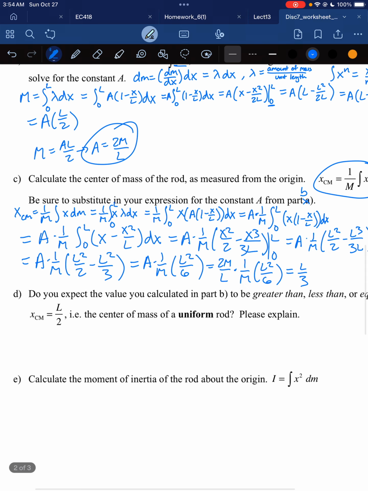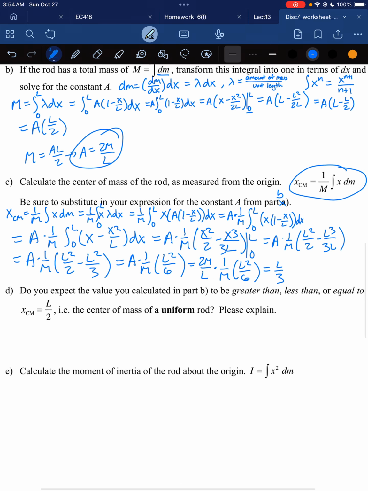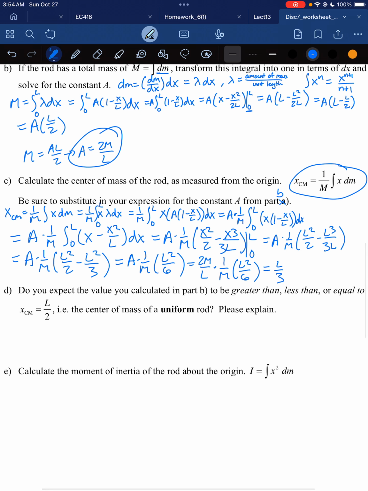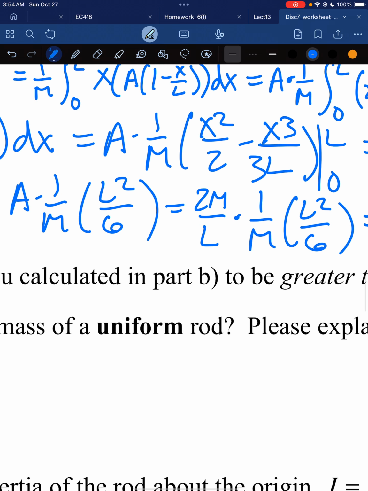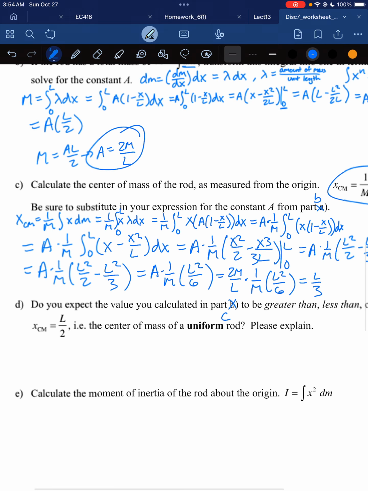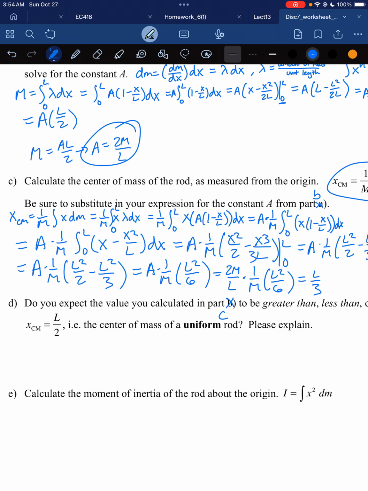In part D, do we expect the value calculated in part B to be greater than, less than, or equal to x is equal to L over 2, i.e. the center of mass of a uniform rod? This should actually be part C. So we calculated the value in part C to be L over 3, which is less than L over 2.